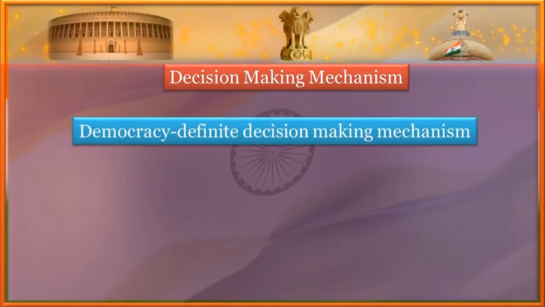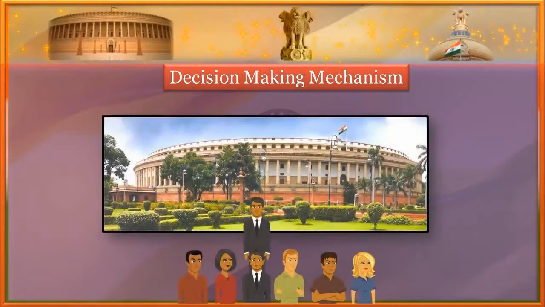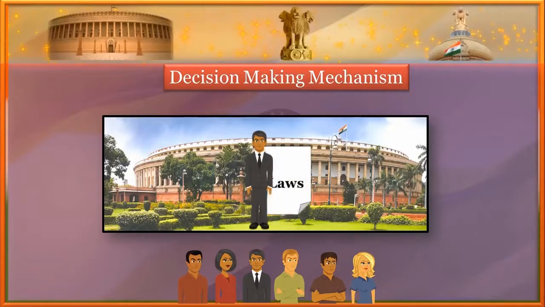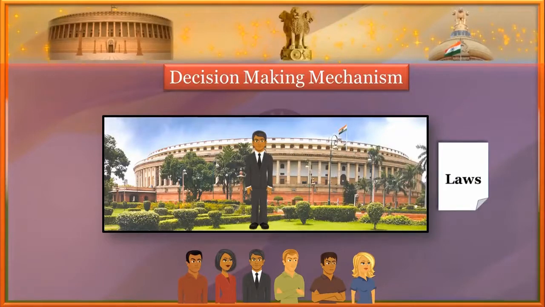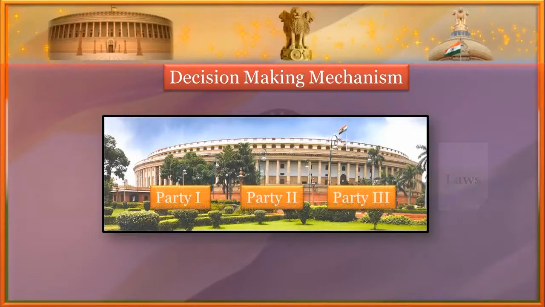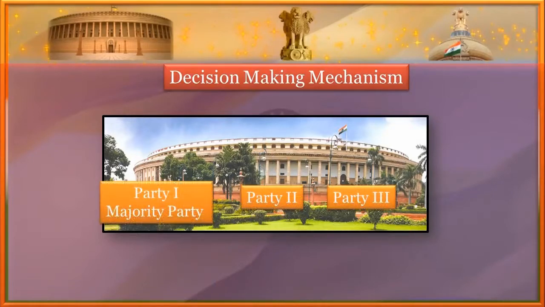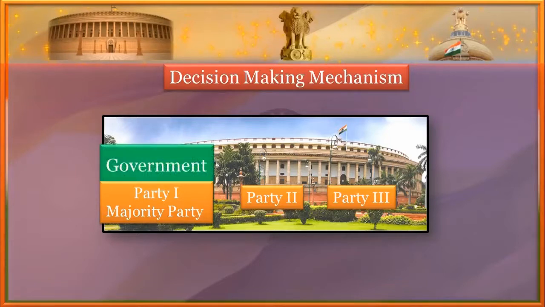There is a definite decision-making mechanism which is in the hands of the people. The people elect their representatives who form the legislature or the parliament, which passes various laws according to which the country is governed. The majority party or parties in the parliament form the government which governs the country according to the will of the people. If any government fails to serve the people, it can be changed in the next elections.